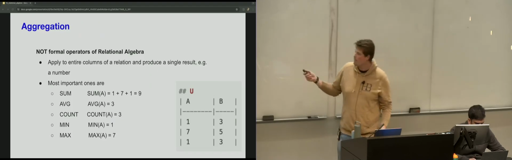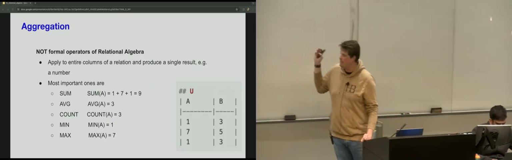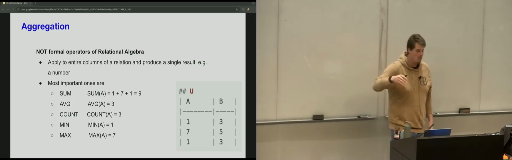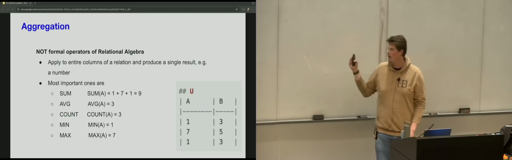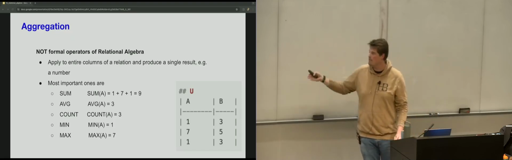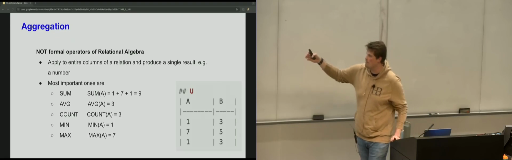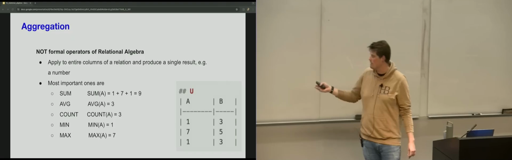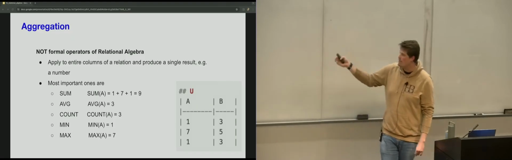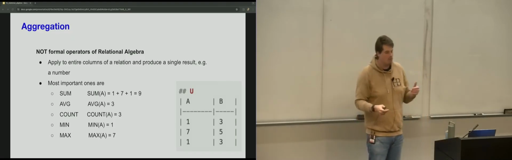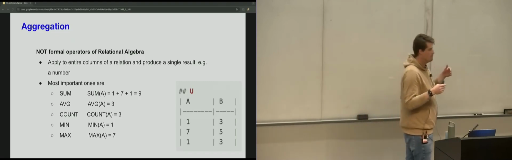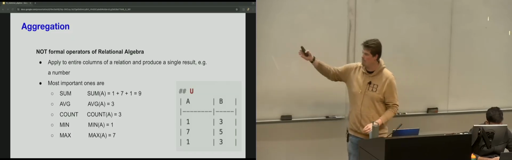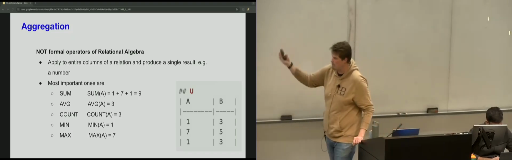Okay, aggregation. You can do aggregation in relational algebra. Remember, you can do these because it might make one of your homework or exam questions easier. You can use constants, and you can use these kind of simple aggregation statements. So sum of A is 1 plus 7 plus 1 plus 9. Average, count, min, max. You can write these in relational algebra. There's no symbols for this. You just spell the word count out or something.